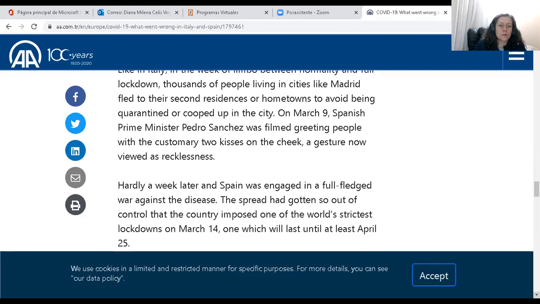Hardly a week later, Spain was engaged in a full-fledged war against the disease. The spread had gotten so out of control that the country imposed one of the world's strictest lockdowns on March 14th, one which will last until at least April 25th.